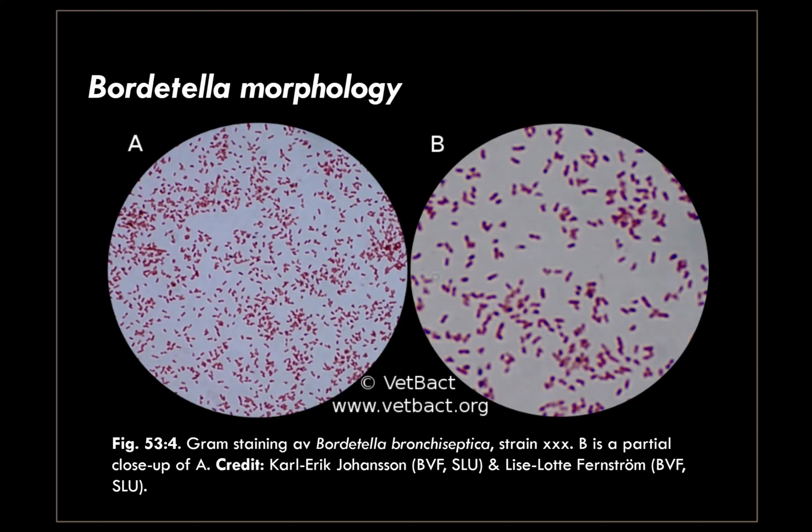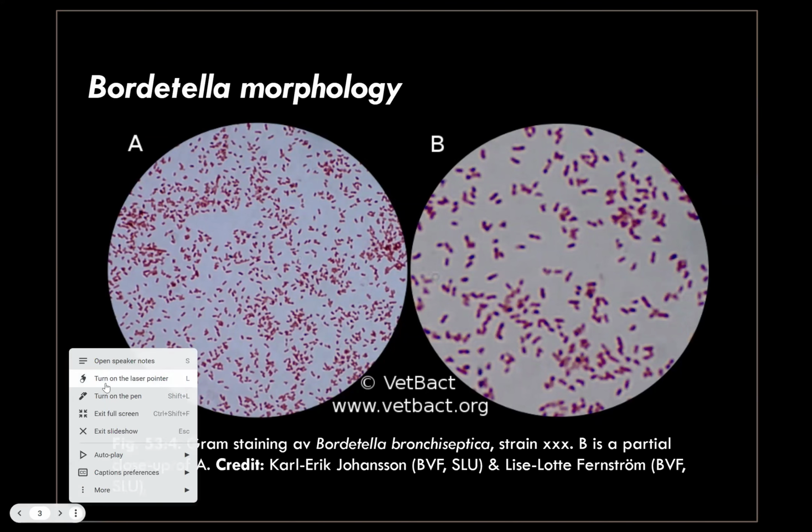Okay. Let's go to Bordetella. Earlier we mentioned atrophic rhinitis, and this is usually seen in pigs. So Bordetella bronchiceptica is very morphologically similar to Pasteurella. It is also a Gram-negative coccobacillus, or coccobacilli.